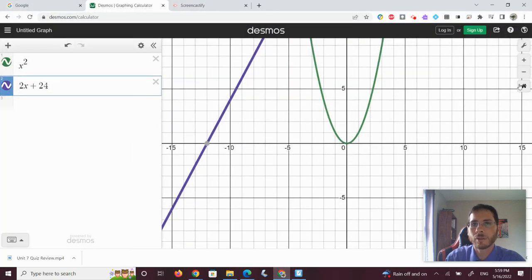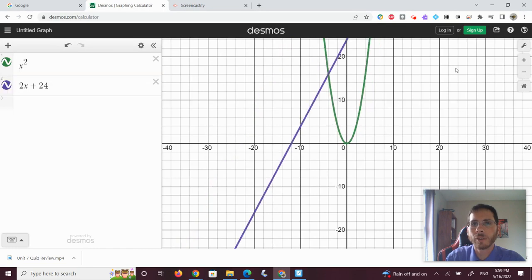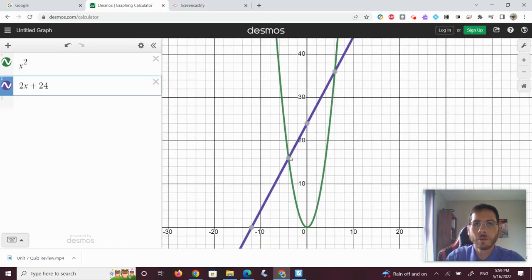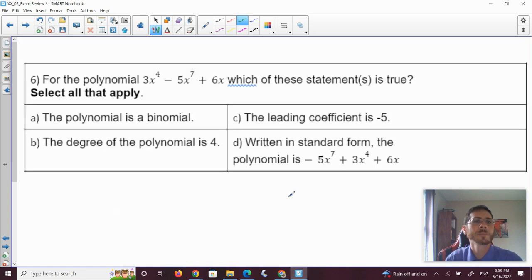All right. Looks like, not that one. I'm going to zoom out a couple times. So at negative 4, that's at negative 4. That at 6, that's at 6. All right. Seems reasonable. For number 6, for the polynomial that we have here, which of these statements is true?